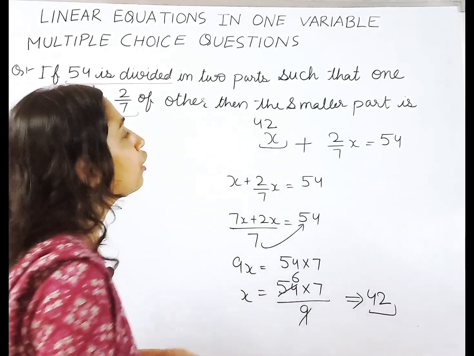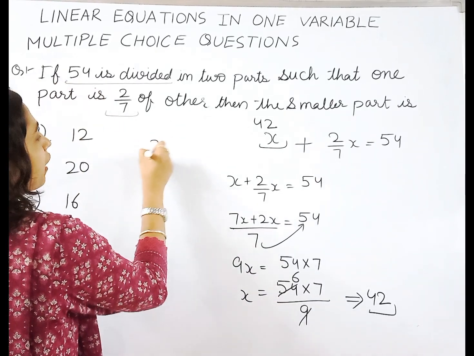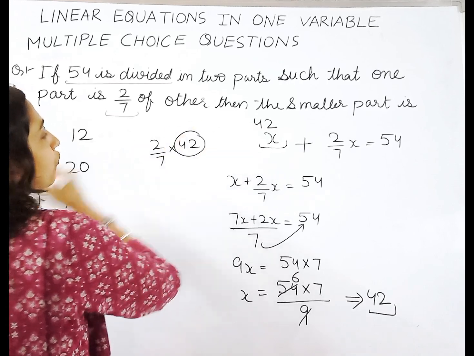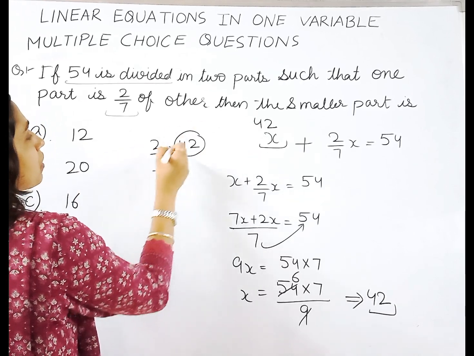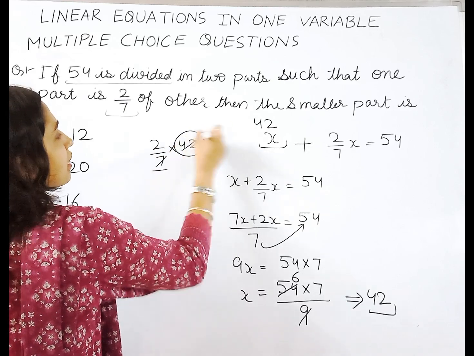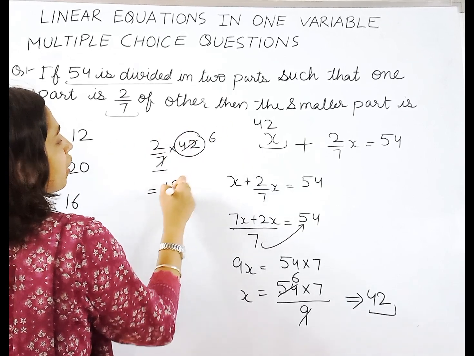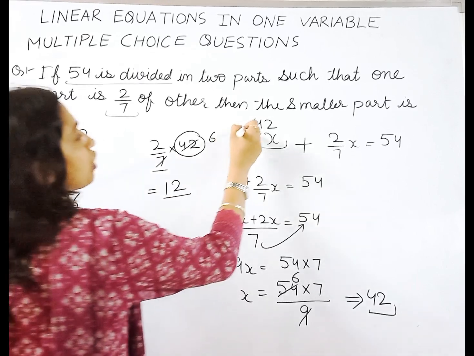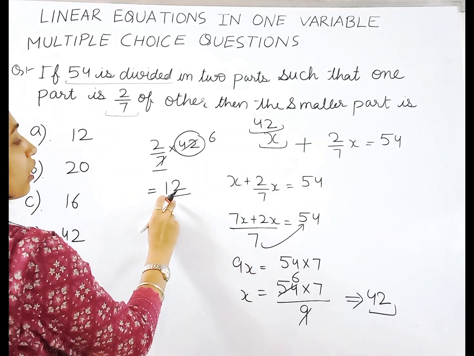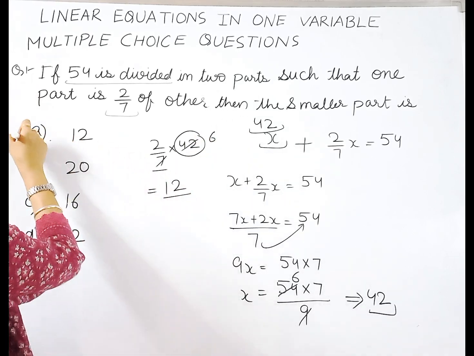Now there are two parts. So the second part is 2/7 times that of the first part. So if the first part is 42, then the second part becomes 2/7 of 42. So this becomes 7 sixes are 42, and the second part becomes 2 into 6, that is 12. So one part is 42 and another part is 12. And the smaller one out of these two is 12. So our answer is 12.